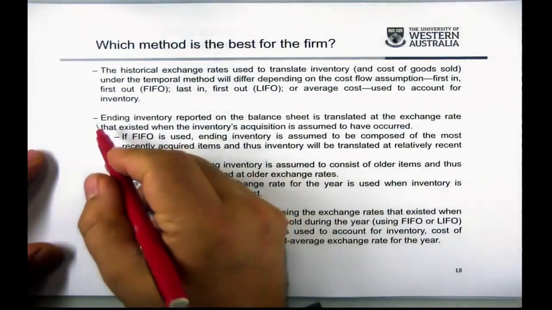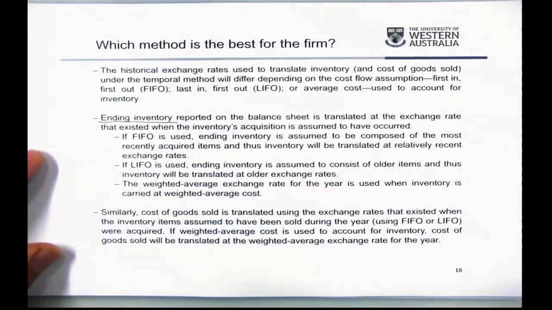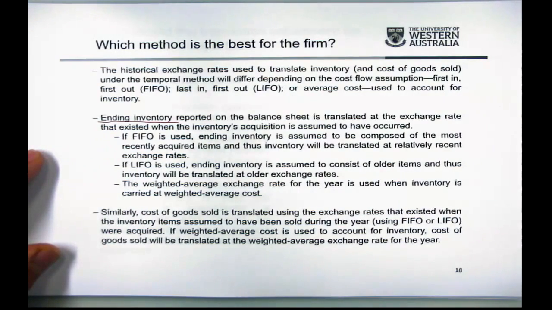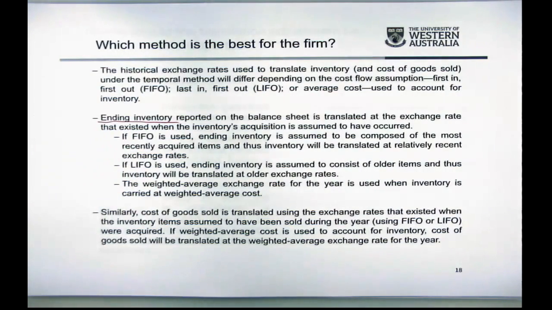Remember that the ending inventory is the inventory that is usually reported on the balance sheet. Remember that ending inventory is equal to beginning inventory plus purchases minus cost of goods sold, okay? And that gives us the ending inventory, right? Make sense?